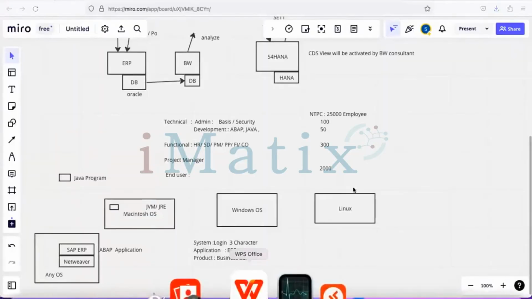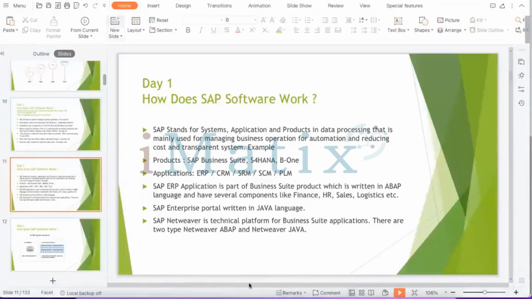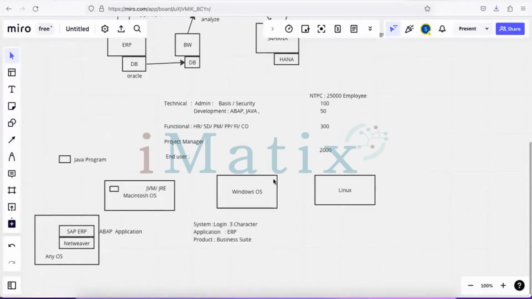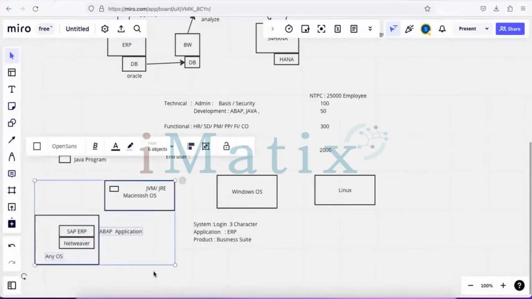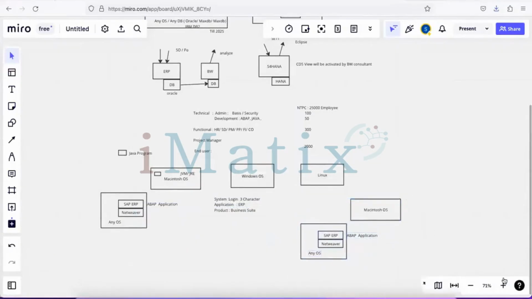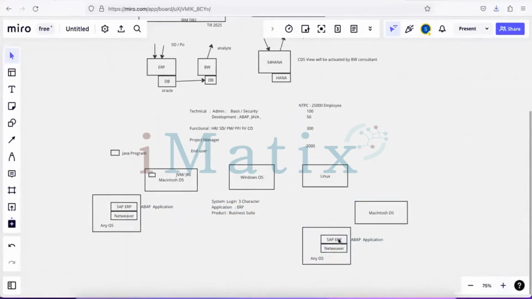We discussed how SAP software is going to work, what the different types of consultant in SAP are, and what NetWeaver is. Here we can see one example. This is the SAP ERP software. Now if I say that we got another software, suppose this is SAP CRM software.